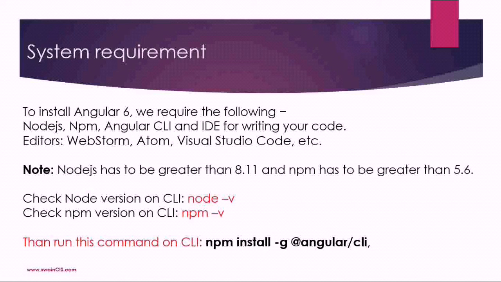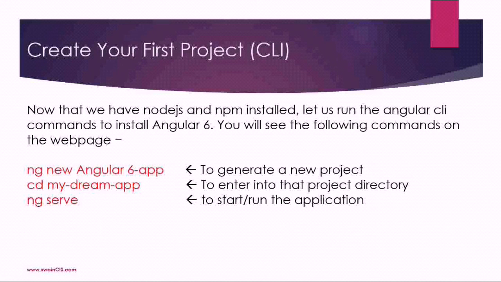Once you have checked your requirements, run the command npm install -g @angular/cli, where -g is for global. It will install the Angular CLI and later with this CLI you can generate your own project. Once the CLI is installed, to generate a project you have to write ng new your project name. Don't be confused if the names have changed. Here Angular 6 app is my project name, you can give any name you want, but ng new should be there. Once it is done, go into that project using cd your project name.